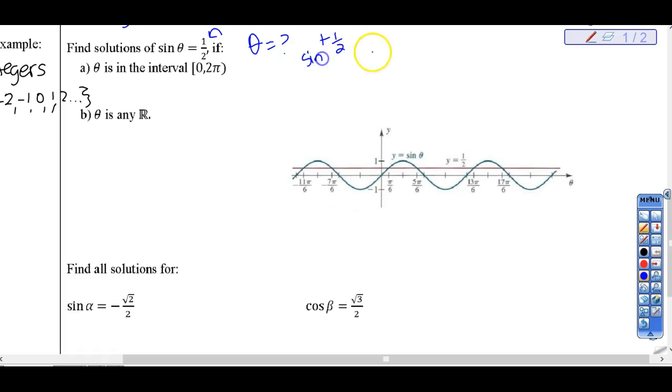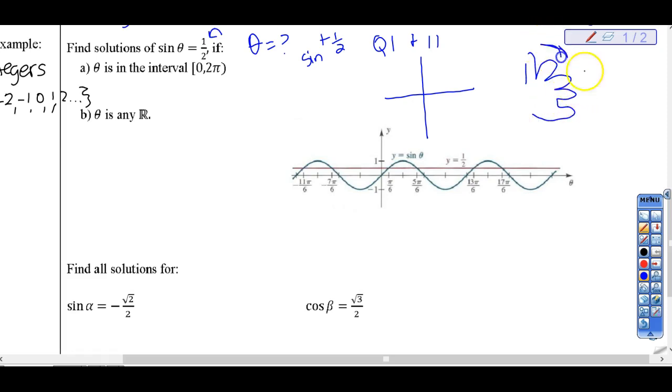Sine is positive in quadrants 1 and 2, so it's the first thing I think of. I will quickly sketch out quadrants 1 and 2. Where is sine 1/2? A lot of times I'll get out my little left hand. I'm drawing a really ugly left hand right here. I remember that your top fingers are your cosine and your bottom fingers are your sine, right?